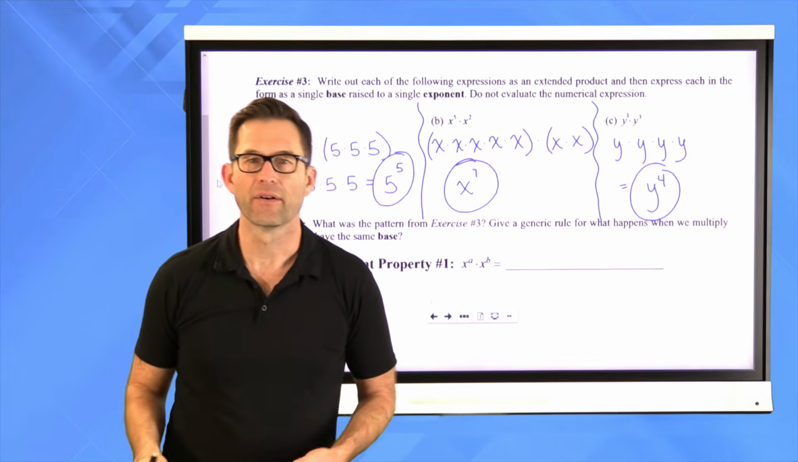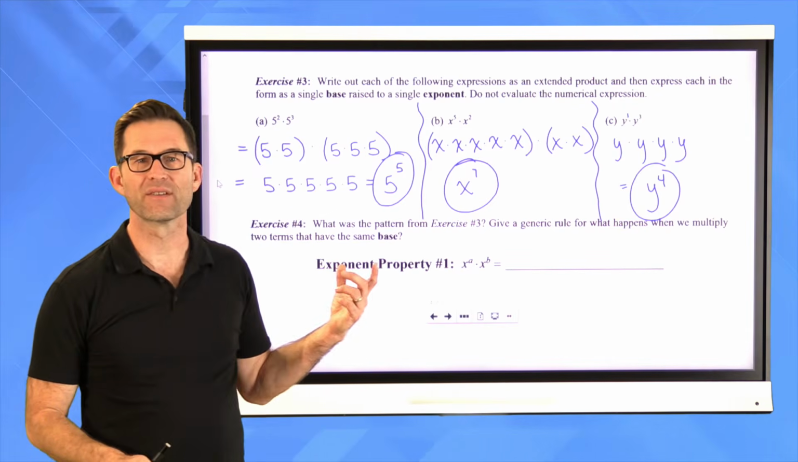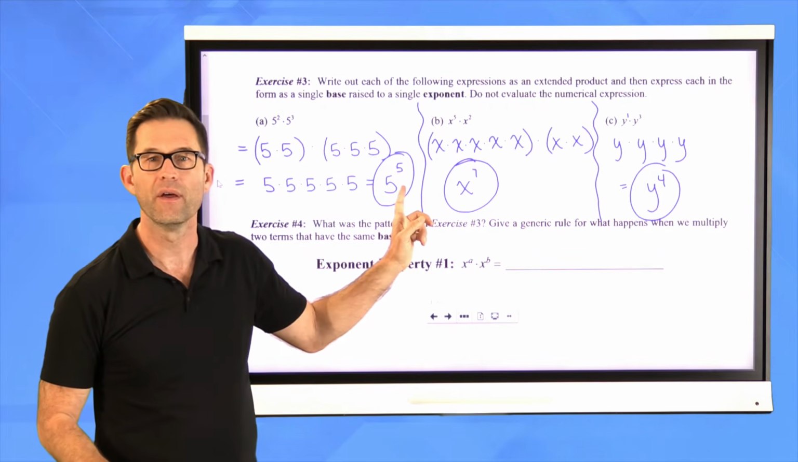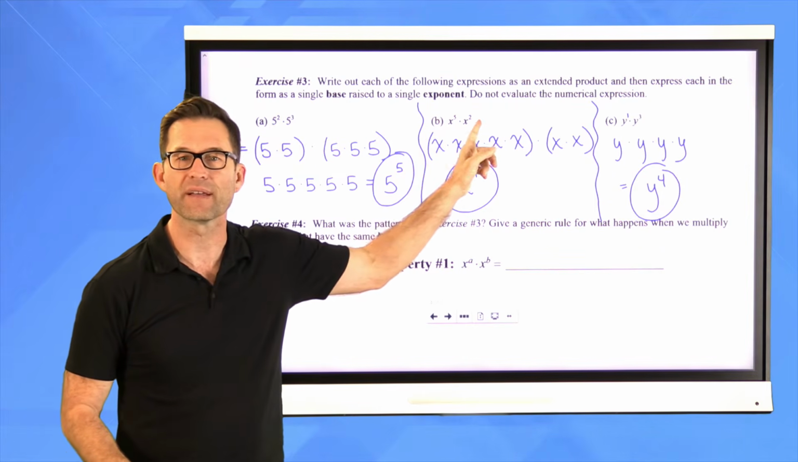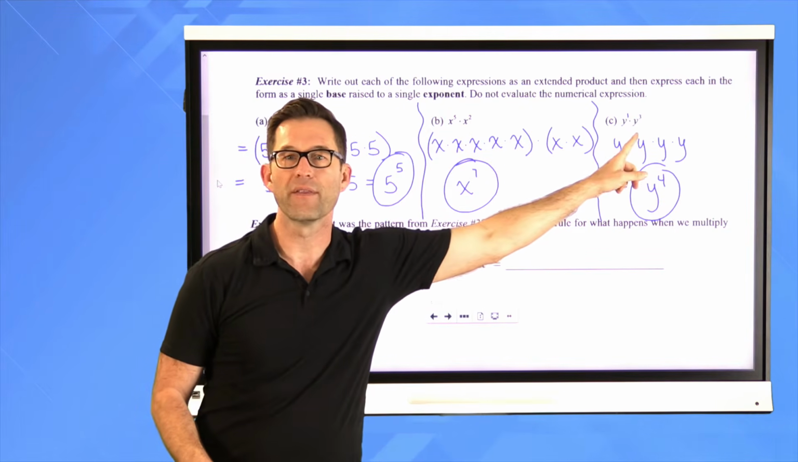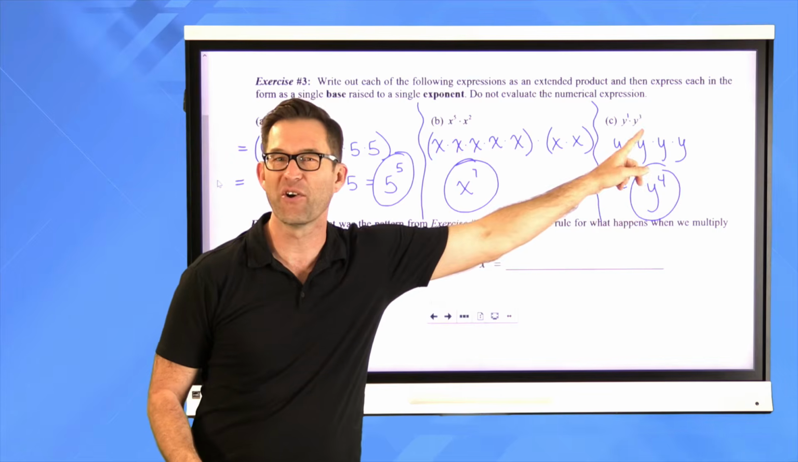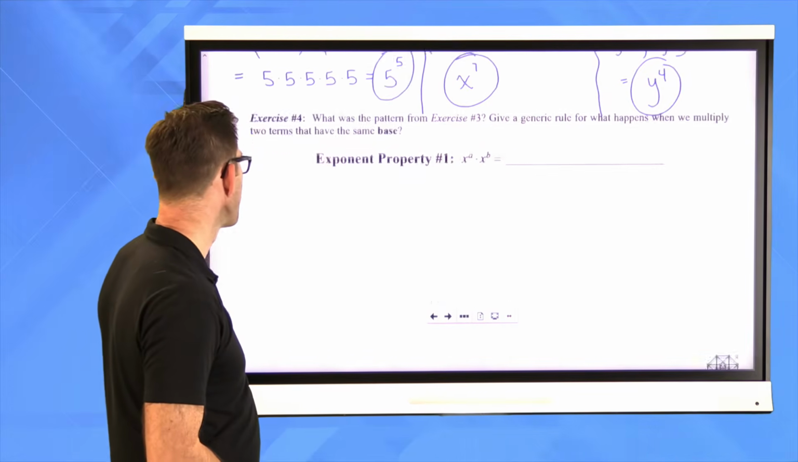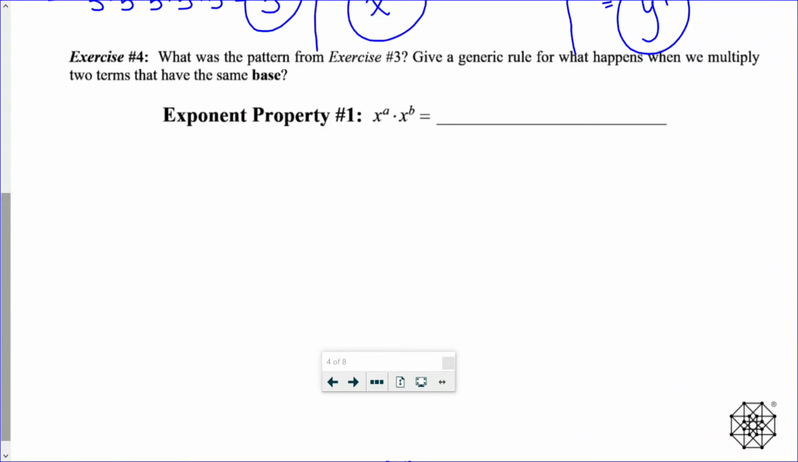So what's the pattern, right? And that's really what we're getting at in exercise 4. We've got 5 to the second times 5 to the third is 5 to the fifth. We've got x to the fifth times x to the second is x to the seventh. We've got y to the first times y to the third is y to the fourth. So what is the rule? What is the property? Exercise number 4. What was the pattern from exercise number 3? Give a generic rule for what happens when we multiply two terms that have the same base.